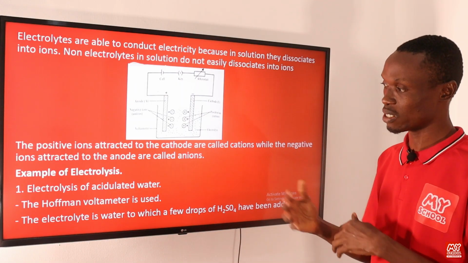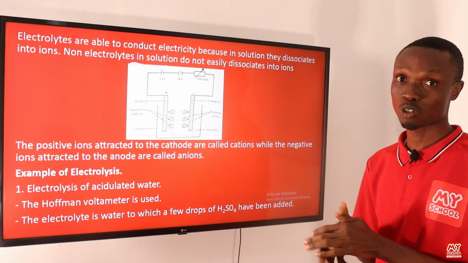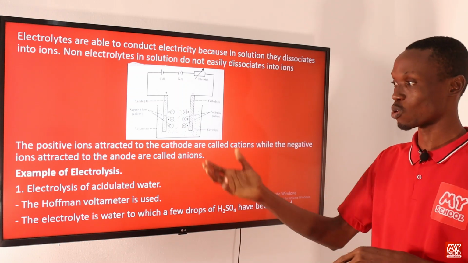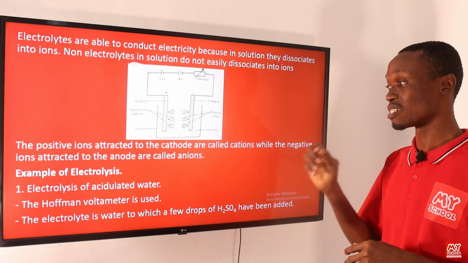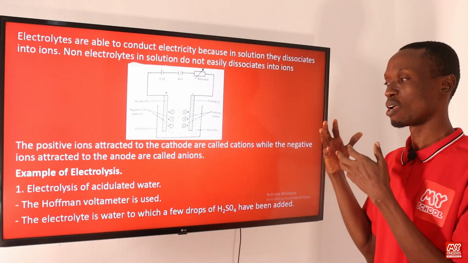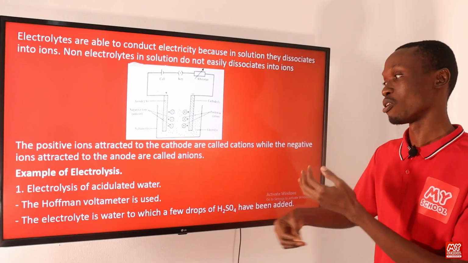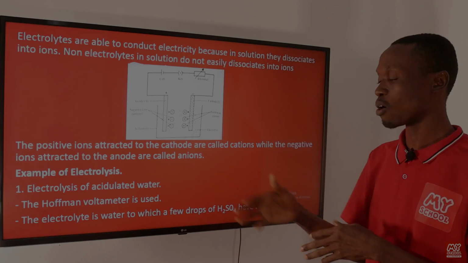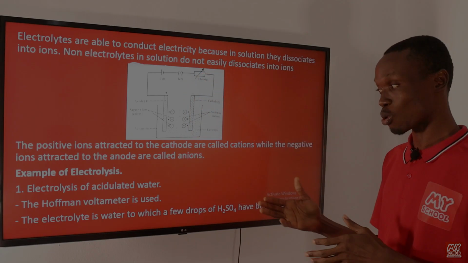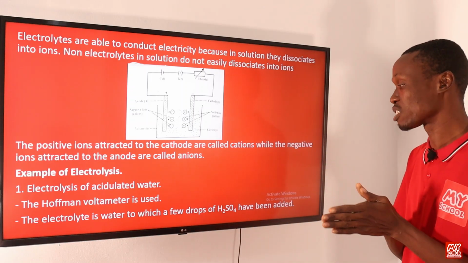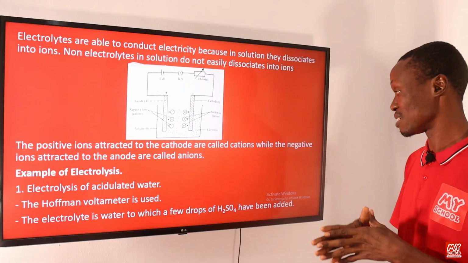So for the example of electrolysis we are going to be looking at here, if you want more examples, you can consult your chemistry textbook. Okay, so we are just going to be looking at one, and that is electrolysis of acidulated water. Acidulated water is just water to which a few drops of acid have been added. Okay, so here we need the Hofmann voltameter, and then the electrolyte, which is water, to which a few drops of H2SO4, that is tetraoxosulphate(VI) acid, is added.